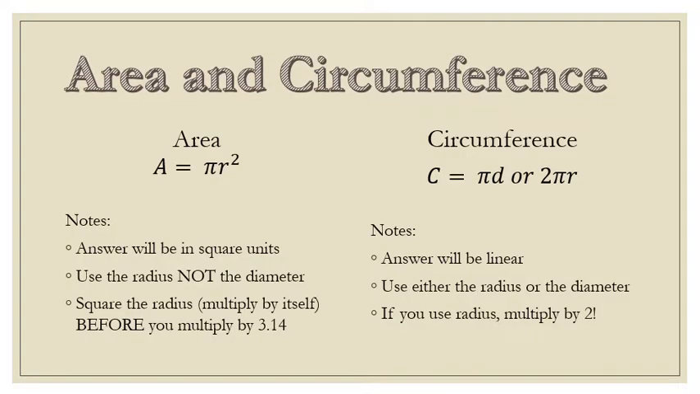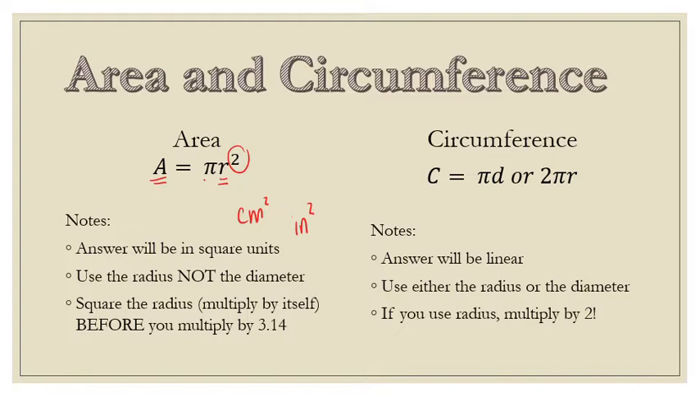Our two big circular formulas are going to be area and circumference. So area, we give it a big A, and we notice that the formula for area is pi r squared. So whenever you do something and you square it, you're going to get square units. So you can have centimeters squared, inches squared, whatever, but it's always going to have that exponent or the word square when you say it out loud. It's important to use a radius in the area formula. So always convert to a radius if you're given a diameter.